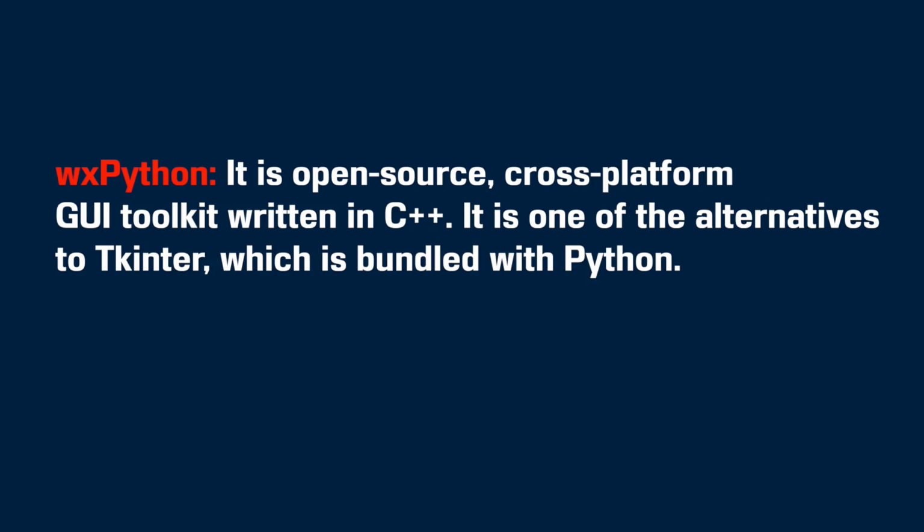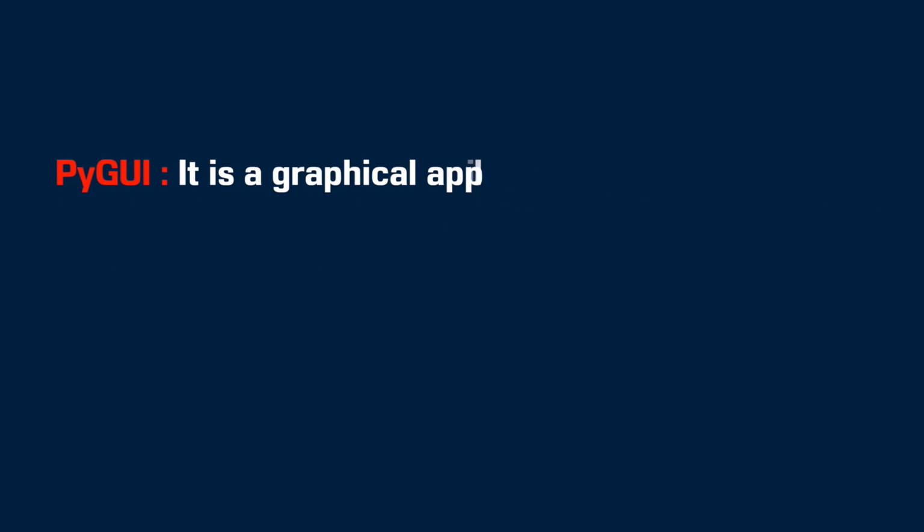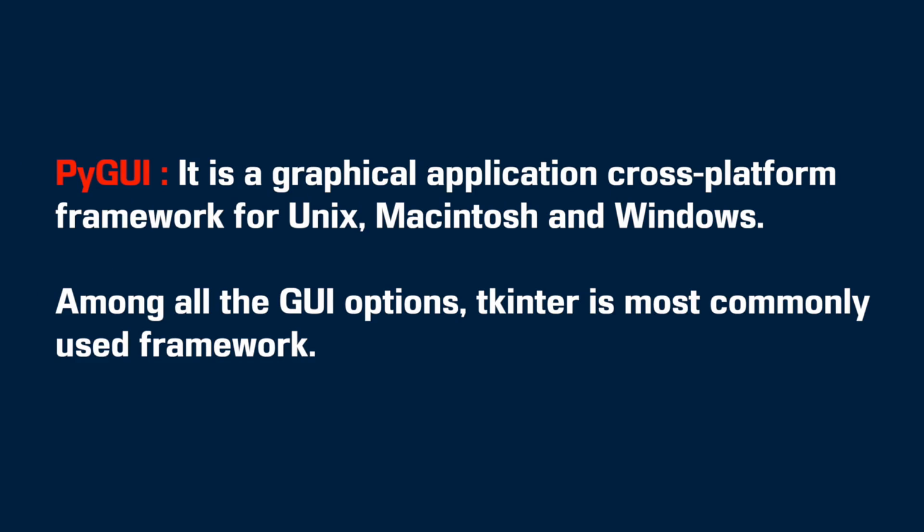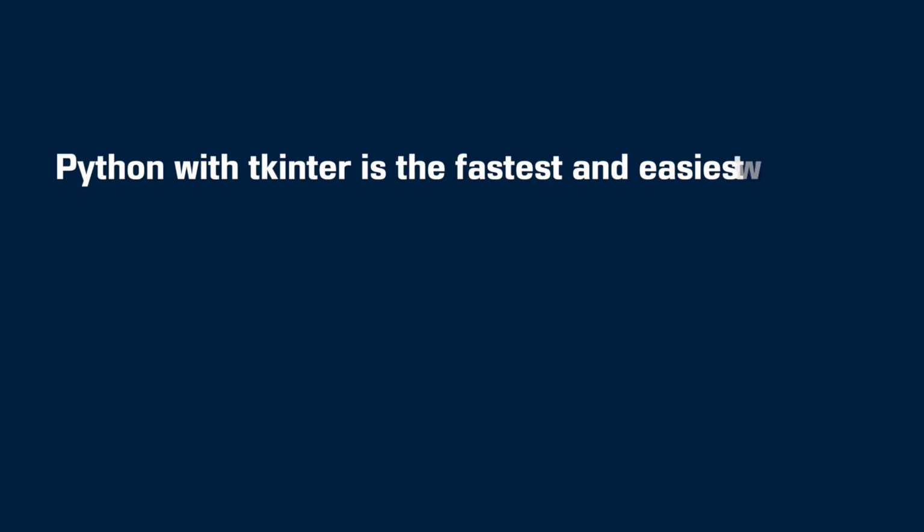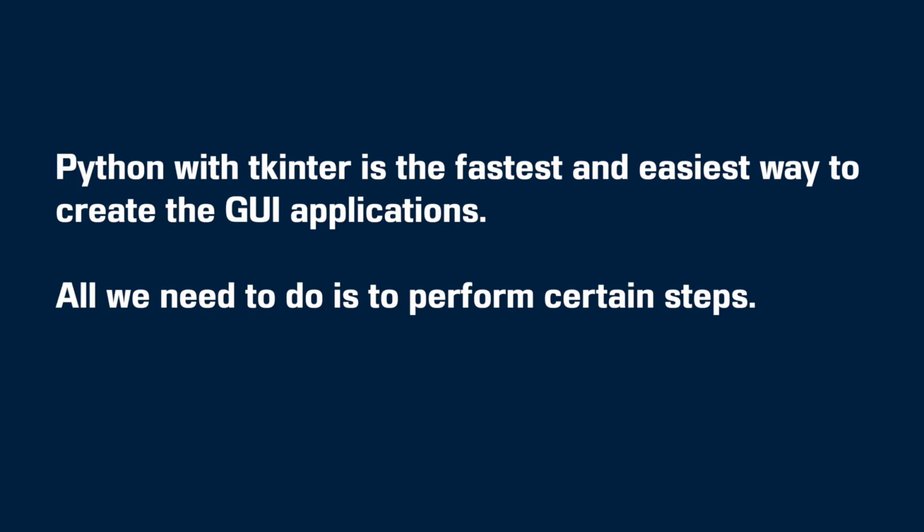WXPython. It is an open source cross platform GUI toolkit written in C++. It is one of the alternatives to tkinter which is bundled with Python. Then comes PyGUI. It is a graphical application cross platform framework for Unix, Macintosh and Windows. Among all GUI options, tkinter is the most commonly used framework. Python with tkinter is the fastest and easiest way to create GUI applications.